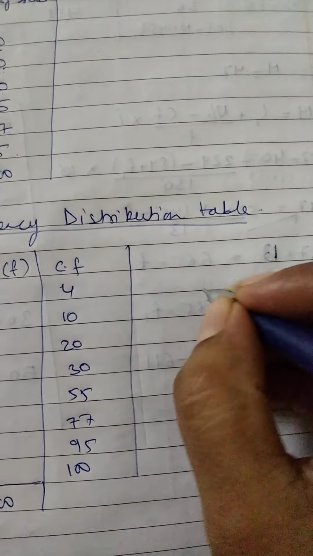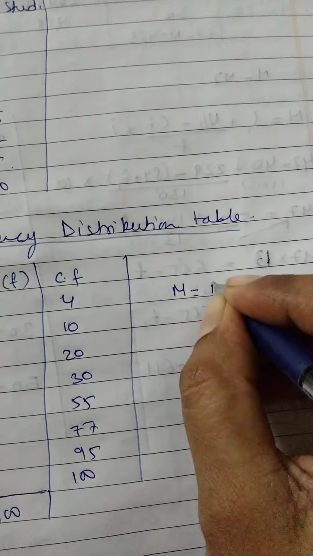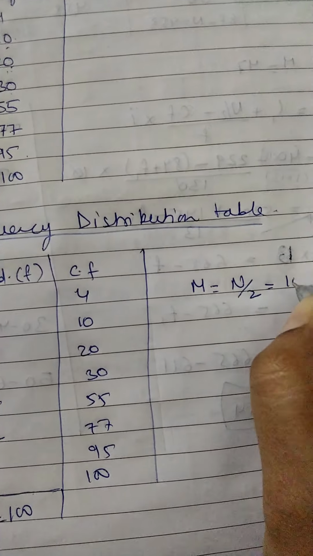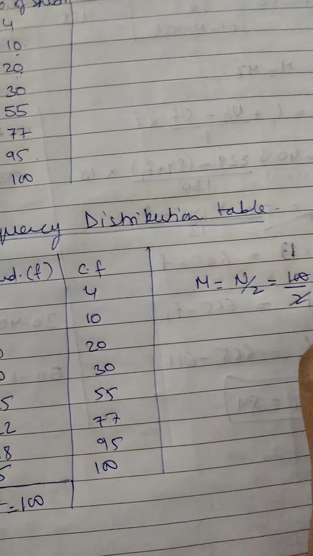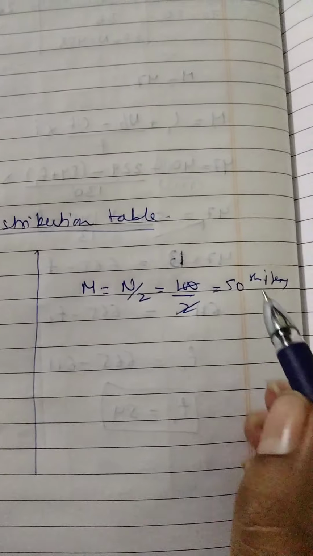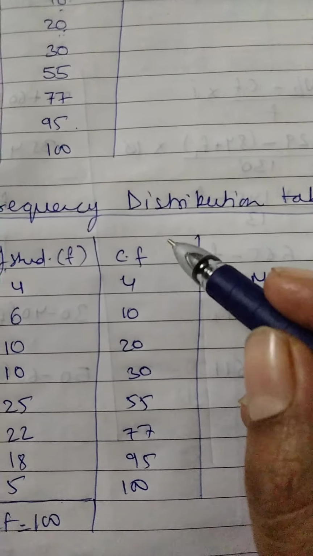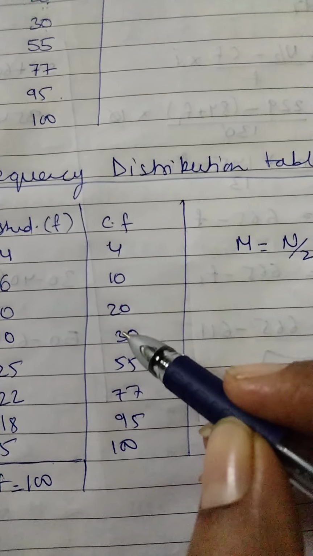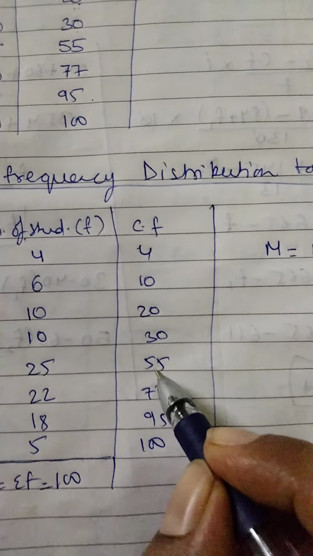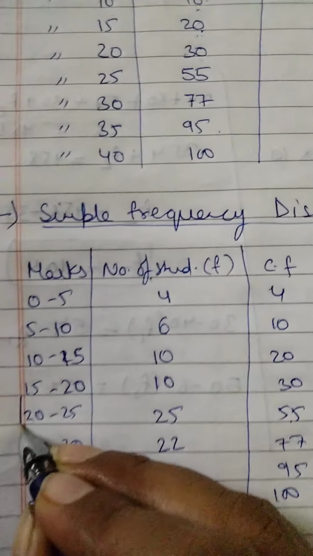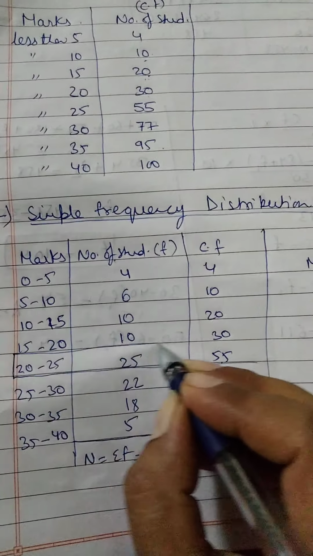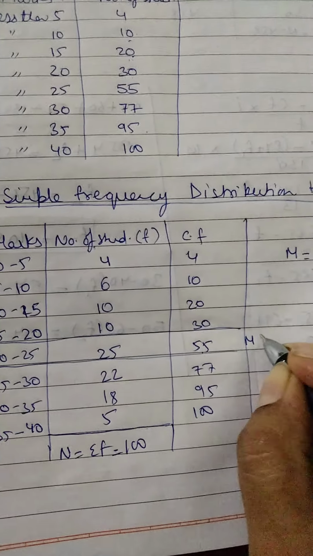Now calculate median. So the first formula of median is n by 2. Here n is what? 100. So it should be 100 by 2, so it is the 50th item. Now you have to see where this 50 is coming in CF. So it is not coming in 4, it is a bigger value. So 50 is coming in 55. So that means this is our median group. So select the whole group like this and write down it is the median class.